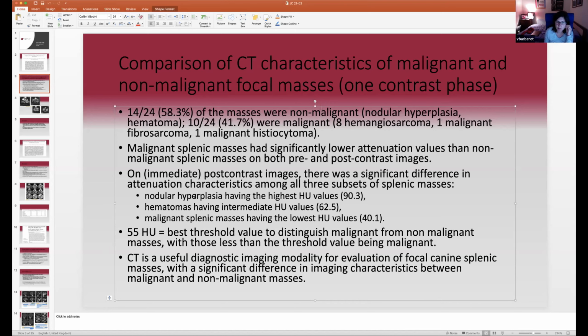So you can see here, they found that there was a difference on pre and post-contrast, but on post-contrast, they wrote that the nodular hyperplasia was around 90 Hounsfield units, hematomas around 60, and the malignant splenic masses were attenuating around 40. And that's where they based their statistics, and that they had this threshold value to use.